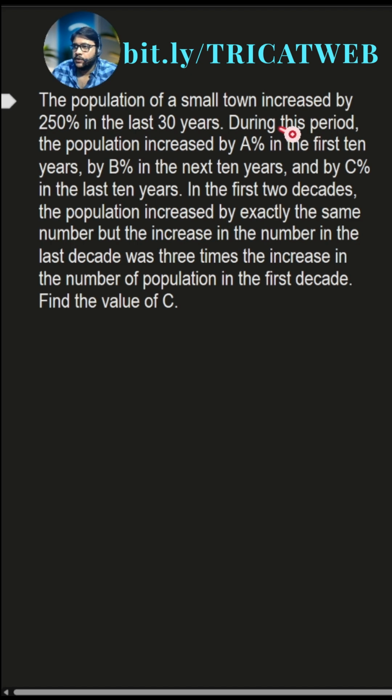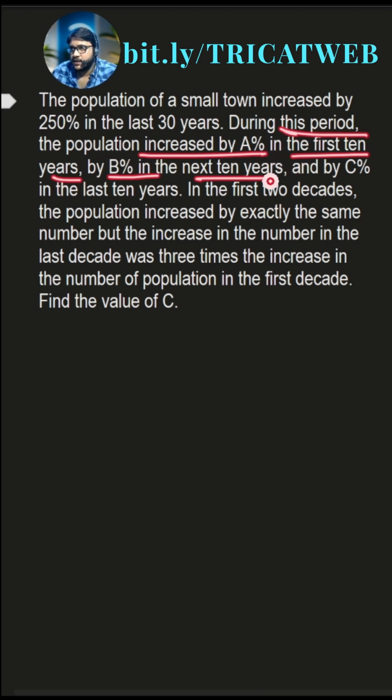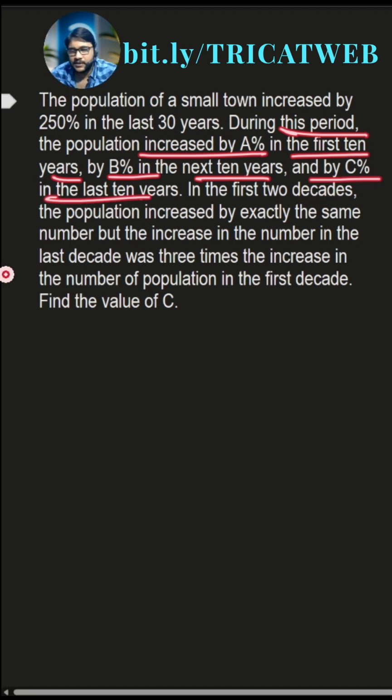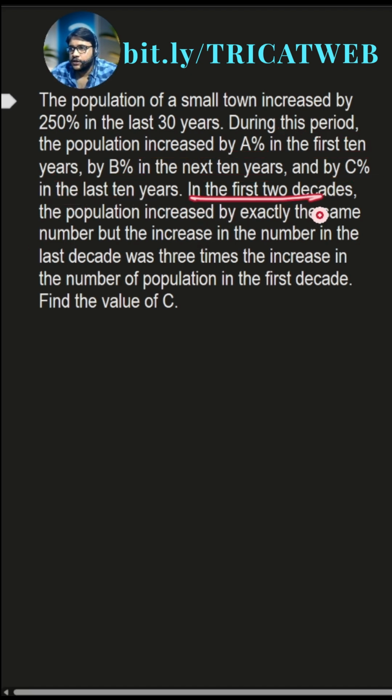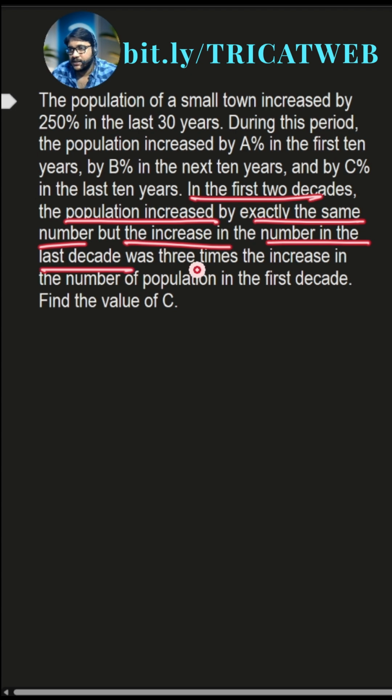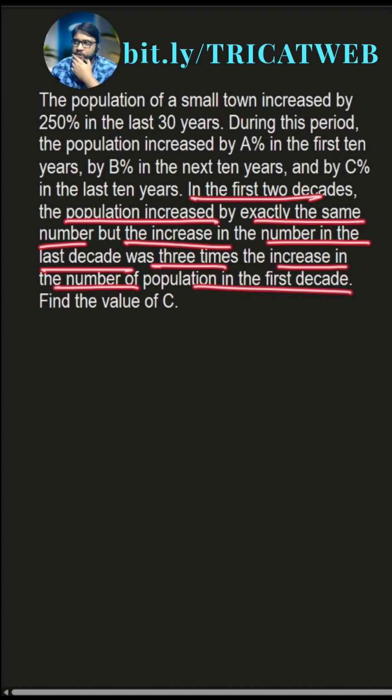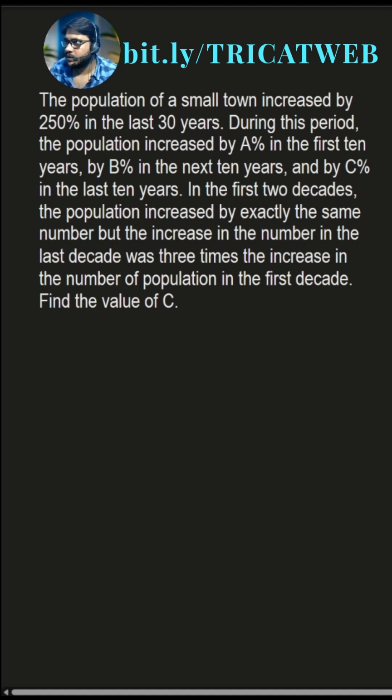During this period, the population increased by A% in the first 10 years, B% in the next 10 years, and C% in the last 10 years. In the first 2 decades, the population increased by exactly the same number. But the increase in the number in the last decade was 3 times the increase in the number of population in the first decade.